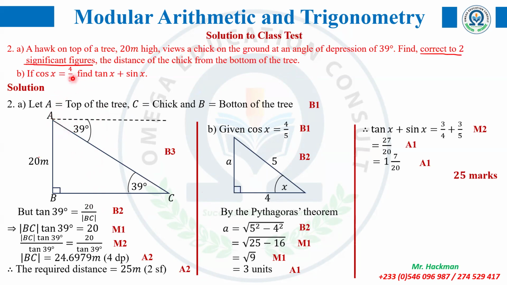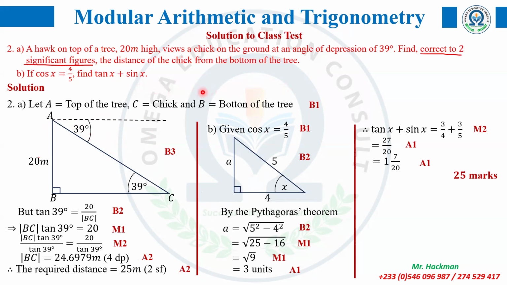At this point, we let A be the top of the tree, C be the position of the chick, and B the bottom of the tree. So we have A, the top of the tree, B, the bottom of the tree, and C, the chick's position. Take note, some of you were giving me funny diagrams. I've told you that anytime an angle of elevation or depression is mentioned, there should always be a horizontal line, and the horizontal line will be your line of sight.